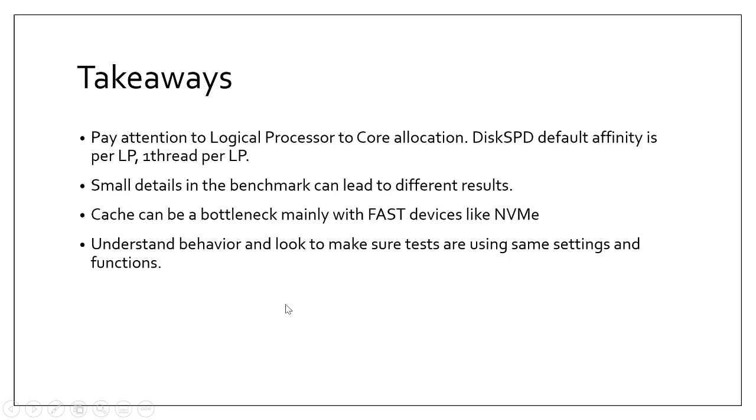So some takeaways. Pay attention to affinity. It's very important. Small details will lead to different results. Cache memory can be a bottleneck on fast devices like NVMe. So sometimes you do need cache, sometimes you don't. So it depends on the test. And obviously understand the behavior, and make sure you're using the same testing functions and everything, so you're actually comparing, like they say, apples to apples.